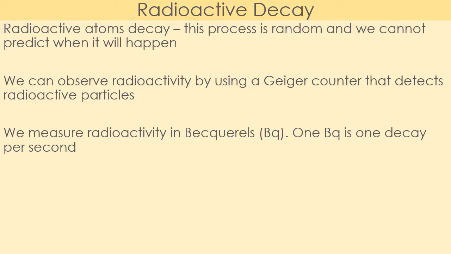So something might have more becquerels. It might have 10 becquerels, in which case 10 of the nuclei are decaying per second. Something might have 0.5 becquerels, in which case we're getting half a decay per second. So we get a decay every 2 seconds, that works out about. And that's how we measure it. We measure it in becquerels.